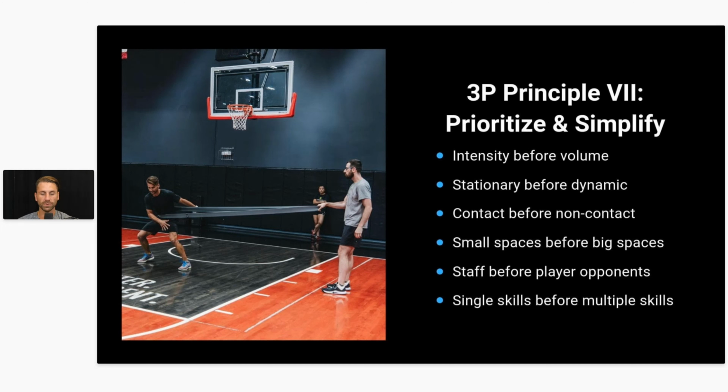Smaller spaces before bigger spaces. This kind of doubles down on this idea of intensity before volume. And we're going to break it down in a few slides here as to why that is. But I prefer to go smaller spaces and tackle strength and acceleration before I start tackling higher velocities and overall total distance. Staff before players, because staff have more control over what they do than players. And then single skill efforts before multiple skill efforts. And that just, again, goes more to the cognitive demand as well.